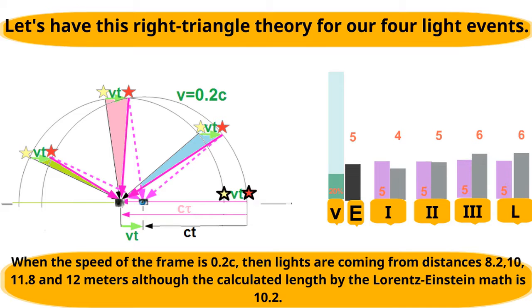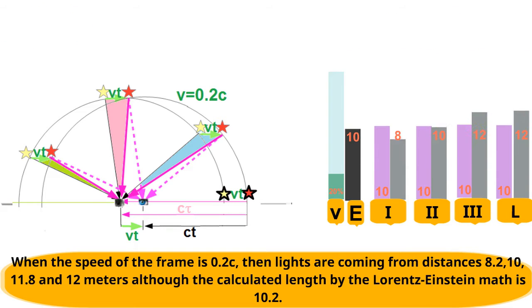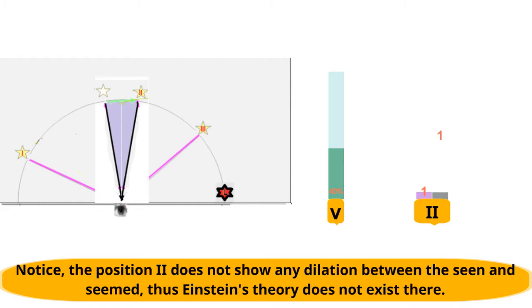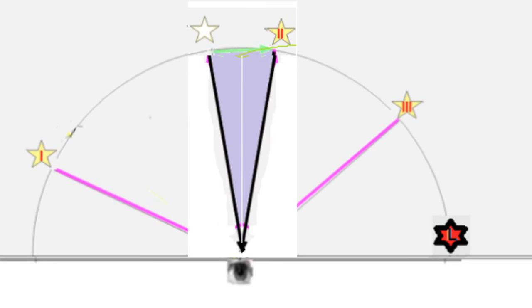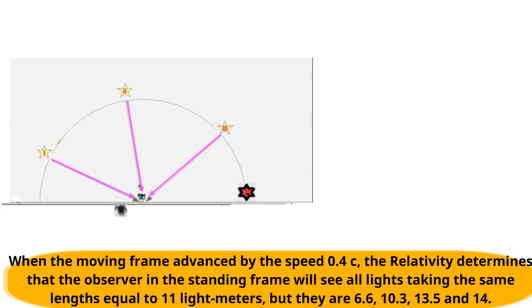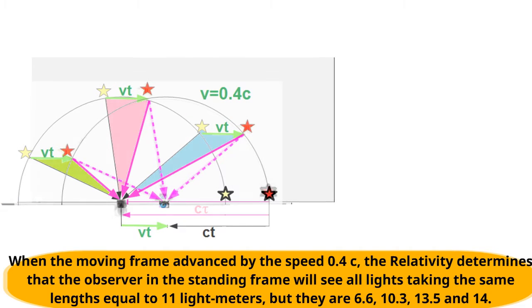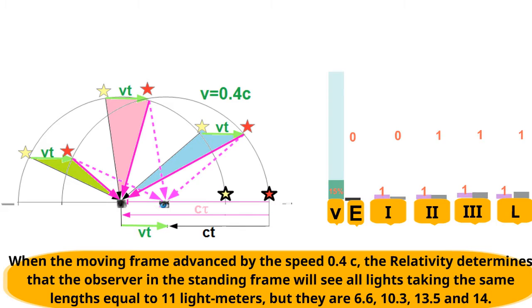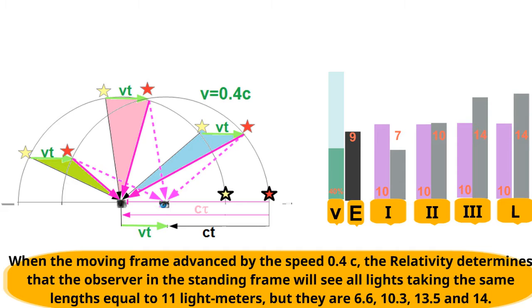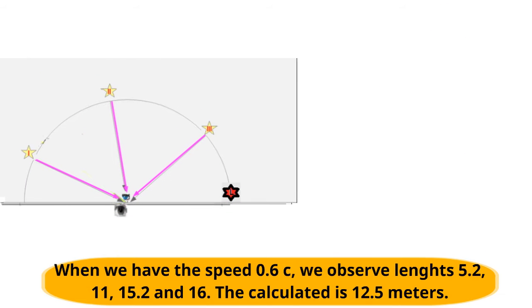When the speed of the frame is 0.2 c, then lights are coming from distances 8, 10, 11 and 12 meters, although the length calculated by the Lorentz-Einstein math is 10.2. Notice, position 2 does not show any dilation between the seen and seamed, thus Einstein's theory does not exist there. When the moving frame advances at the speed 0.4 c, relativity determines that the observer in the standing frame will see all lights taking the same length equal to 11 meters. But they are 6, 10, 13 and 14.